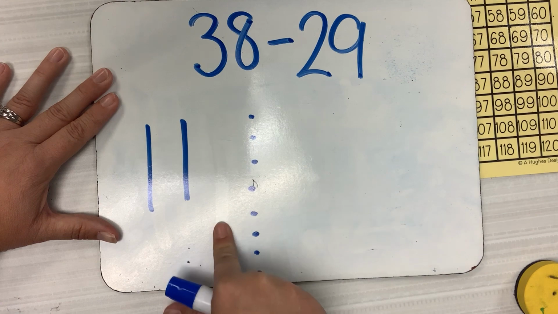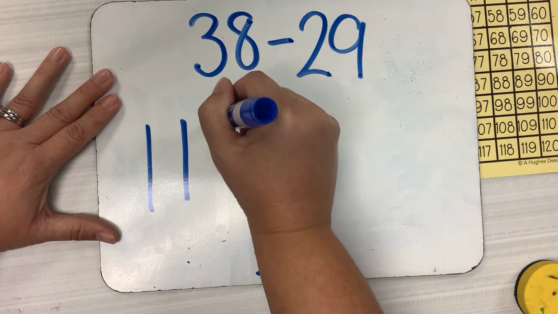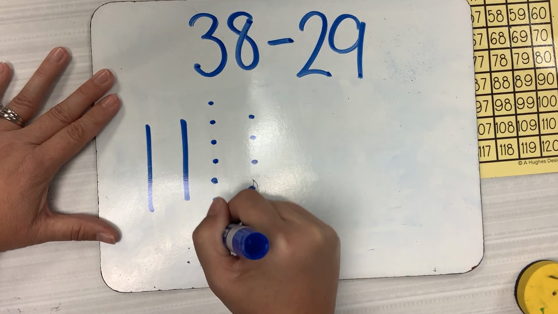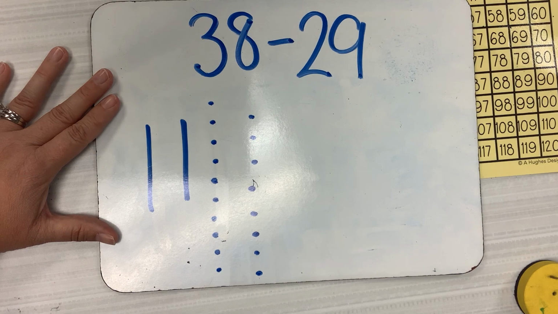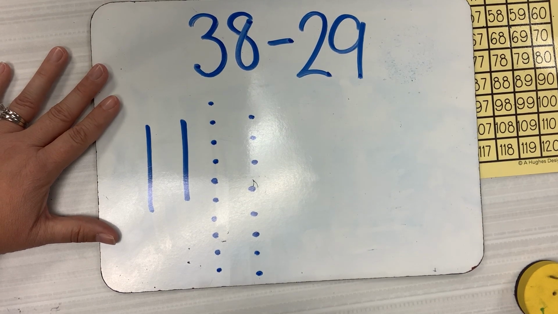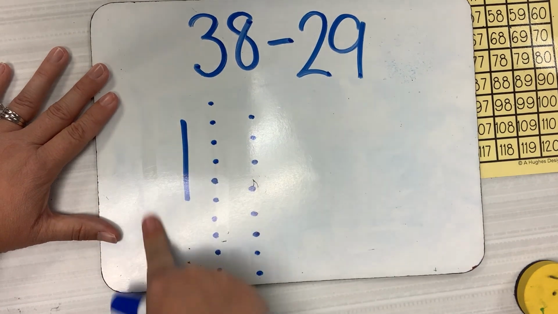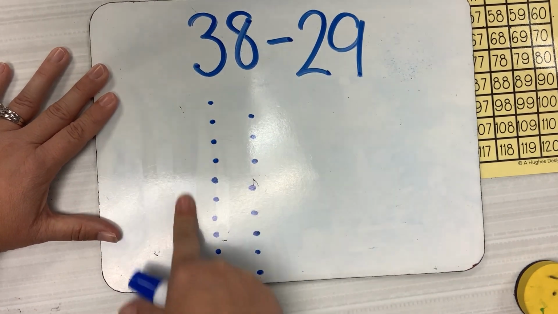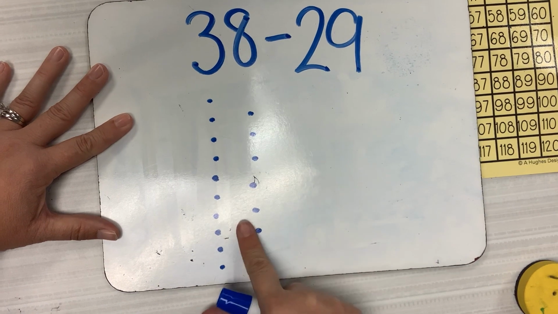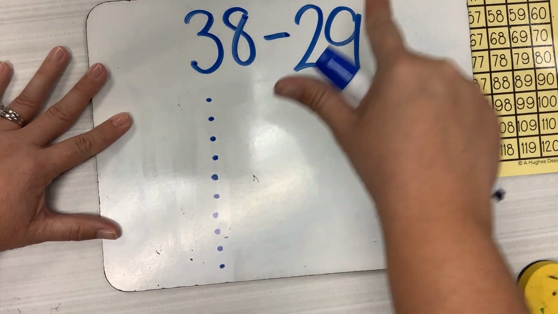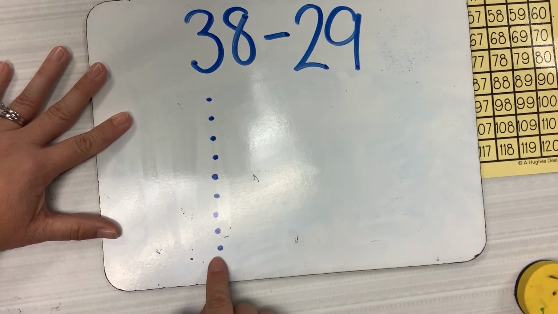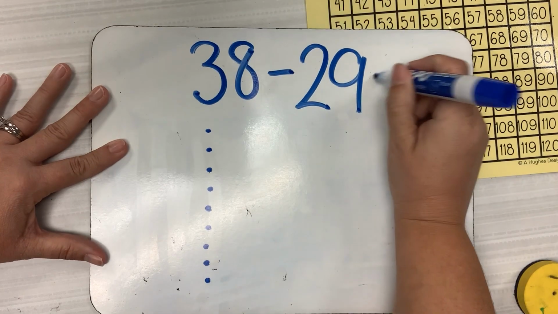So I'll trade first this time. 1, 2, 3, 4, 5, 6, 7, 8, 9, 10. Trade 1 ten for 10 ones. Now I can take away 29. 10, 20, 1, 2, 3, 4, 5, 6, 7, 8, 9. I have 9 ones left over.